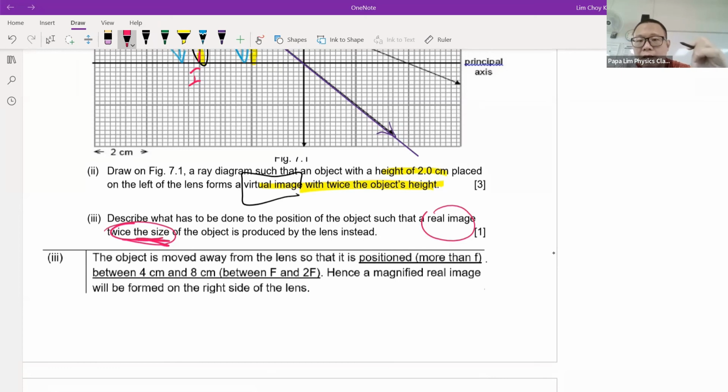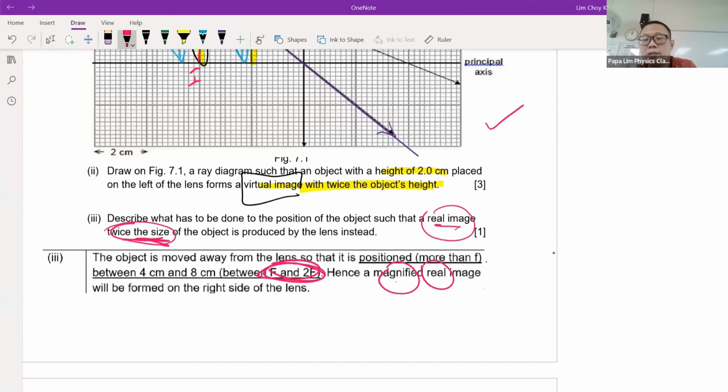For a magnified image, and it has to be real: for magnified only, there are 2 possible locations. One is magnified, but it's virtual. The other position is magnified and real, and that is what the question asks for. So for that particular location, the object has to be between F and 2F. For an object between F and 2F, the image that you definitely get will be magnified and real.